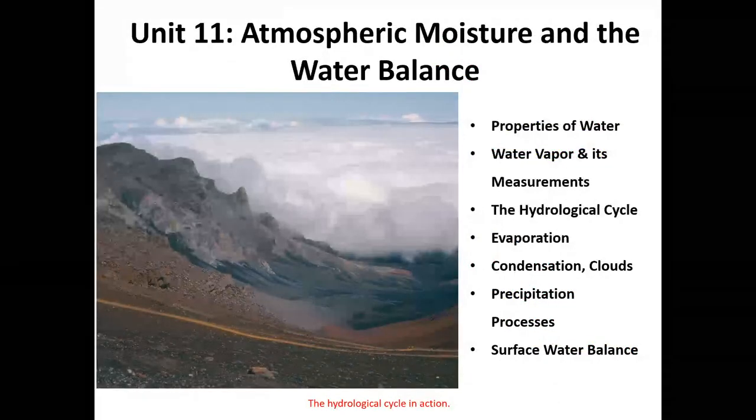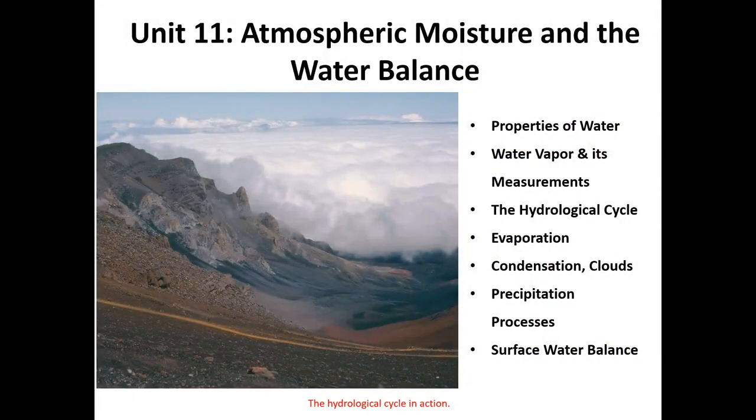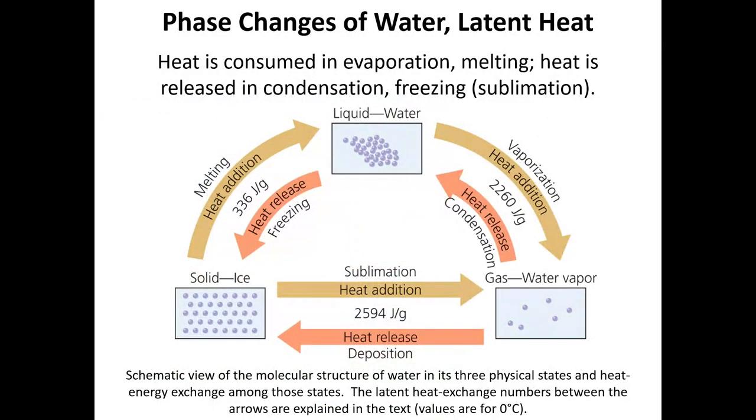So Unit 11, atmospheric moisture and water balance. We'll talk a little about properties of water in the slide here. The picture here, you see mist kind of forming at the bottom of a valley in a mountain in Hawaii. And of course, water has three main phases. It's one of the few things that has three phases within a temperature range that people come into contact with on a regular basis. Of course, when it's liquid, its molecules are kind of jumbled and irregular.